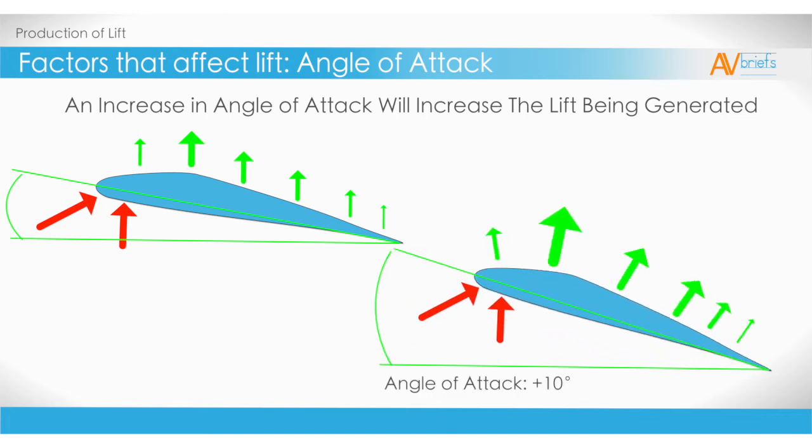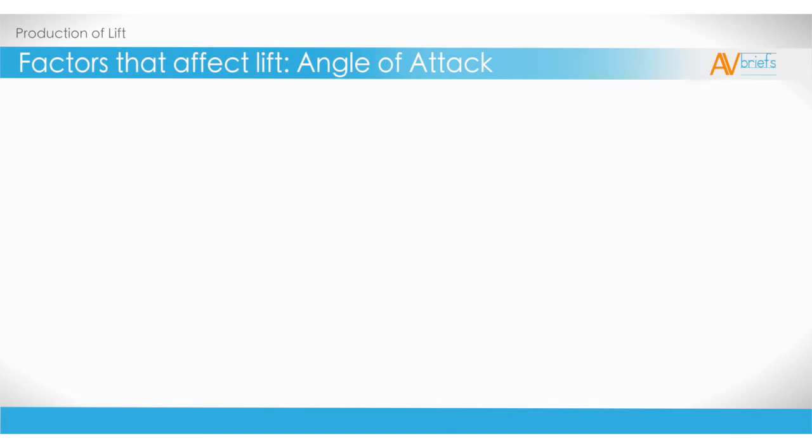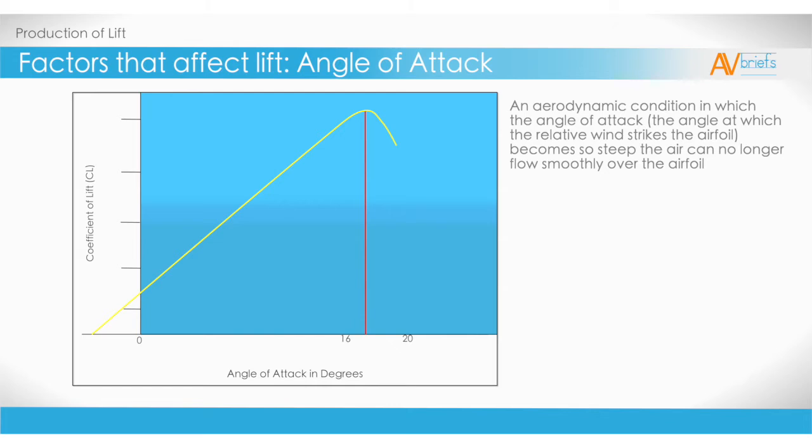However, we can only increase lift in this way up to a certain point. The reason for that is called a stall. It's an aerodynamic condition in which the angle of attack becomes so steep, the air can no longer flow smoothly over the airfoil. You can see in this diagram in the yellow line, that the lift produced reaches a certain point, and then declines rapidly. That is what a stall is. It's a rapid decrease in the amount of lift being produced.